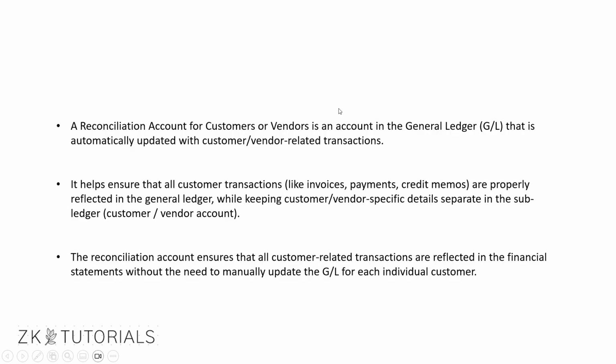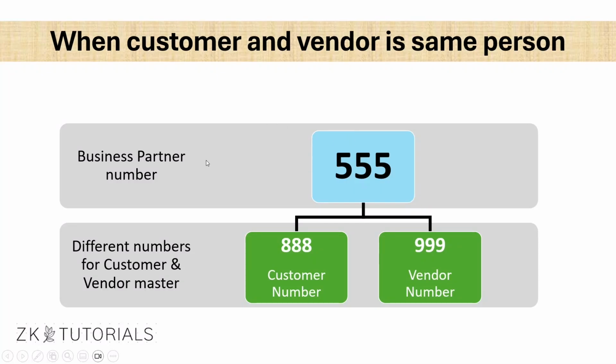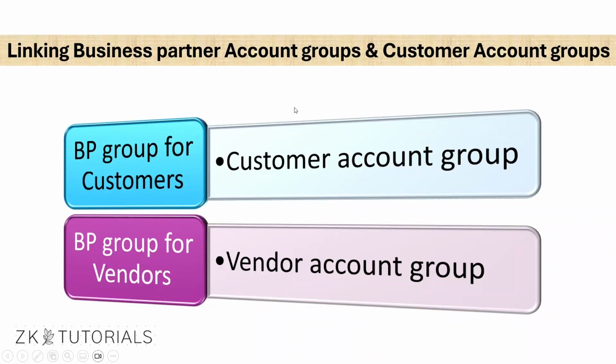So we have seen already about the reconciliation account, and this is how the business partner works when customer and vendor is the same person. When linking customers and vendors, linking the business partner account groups and customer account groups is done in this way. What we have done: customer group, business partner group we have created, and number range we have created, assigned both here. Again we have created customer account group and customer numbers, and we have linked customer account group and customer number range here, and then we have linked this customer BP group for customers and customer account group.